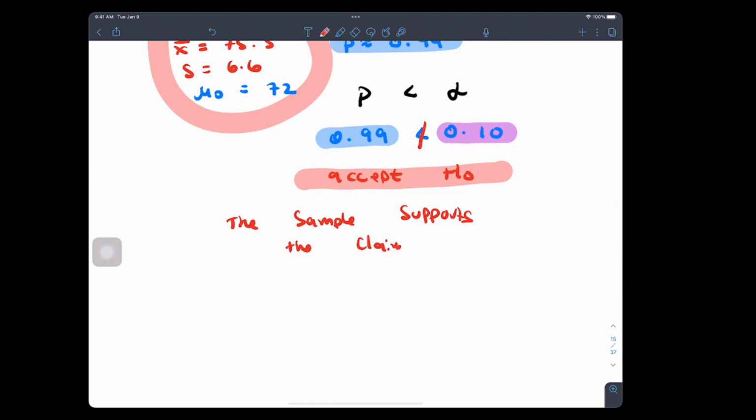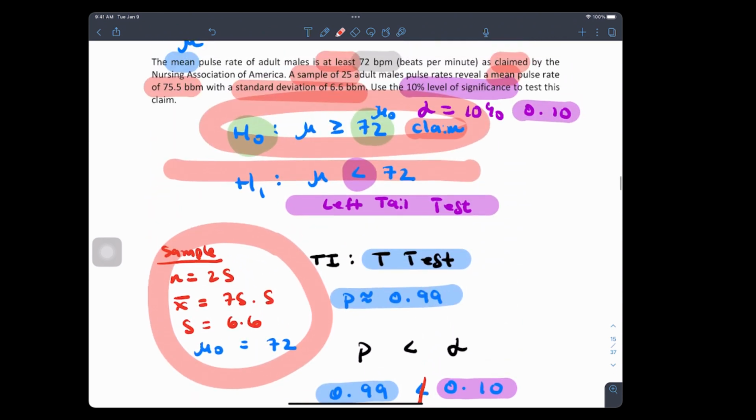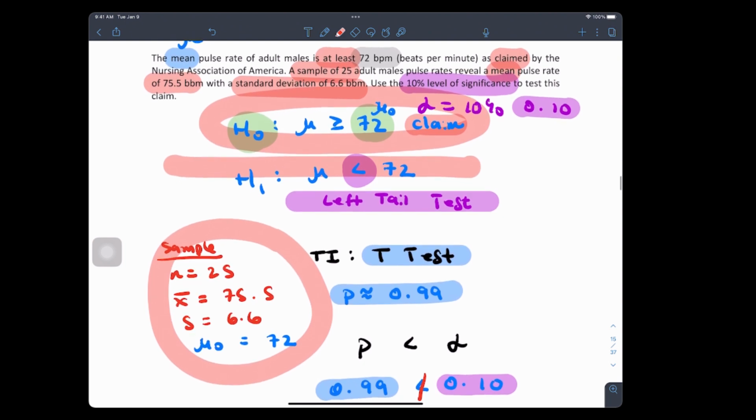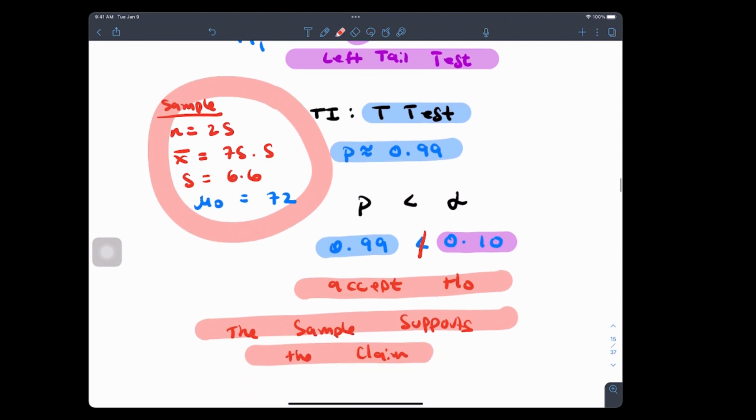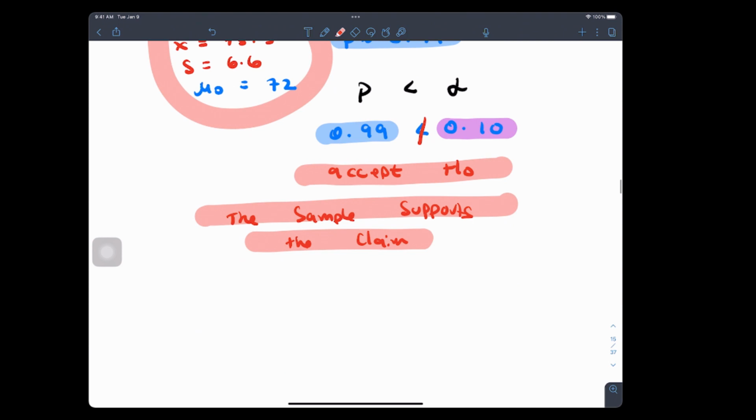You say, why does the sample support the claim? Because aren't we embracing the claim? Aren't we circling the claim? So the sample is suggesting that, yeah, the mean pulse rate is at least 72 beats per minute. That's what the sample is suggesting. So by the modern method, ladies and gentlemen, this is what we do here.